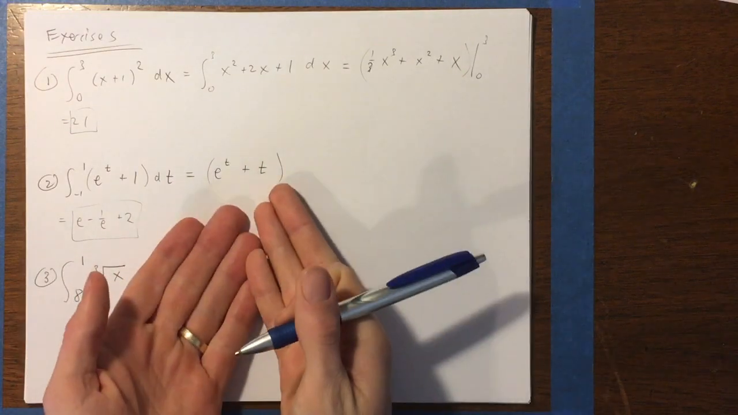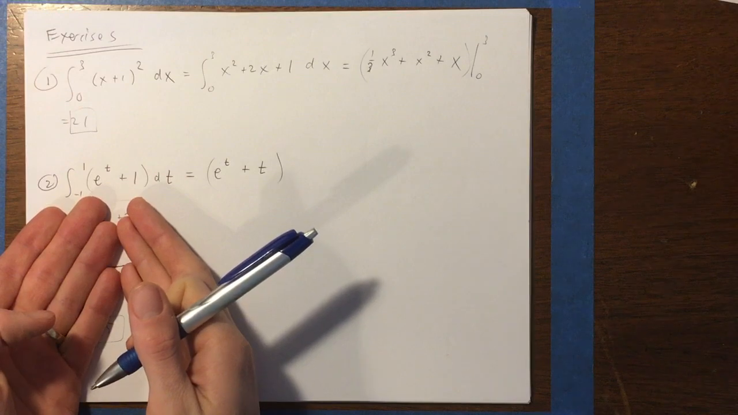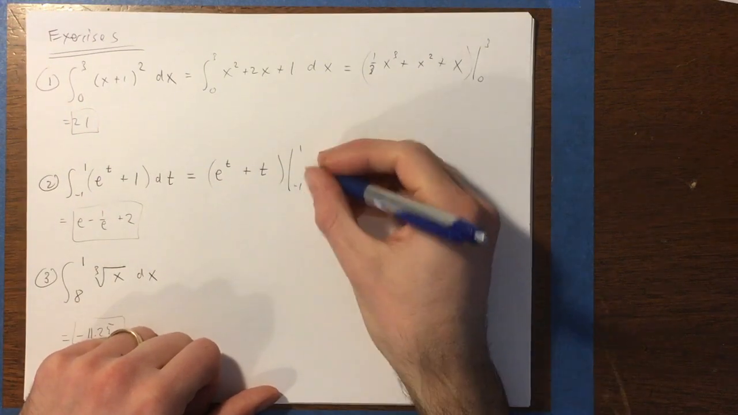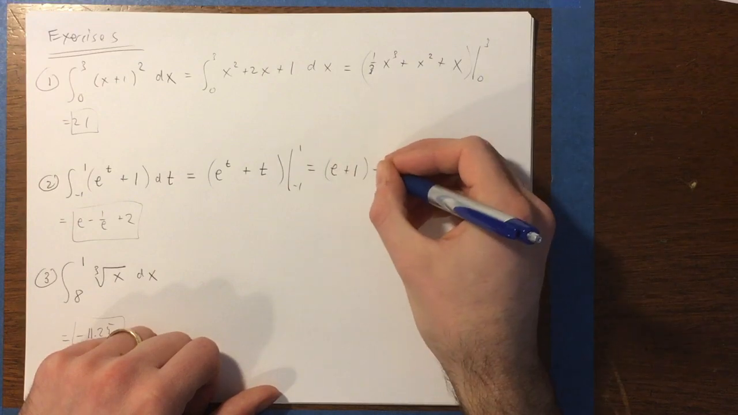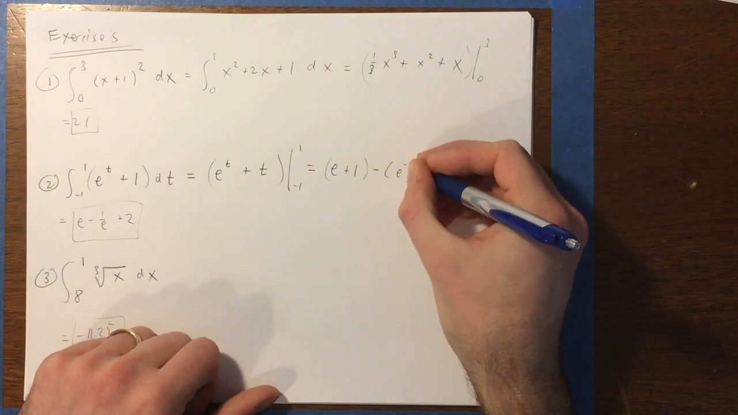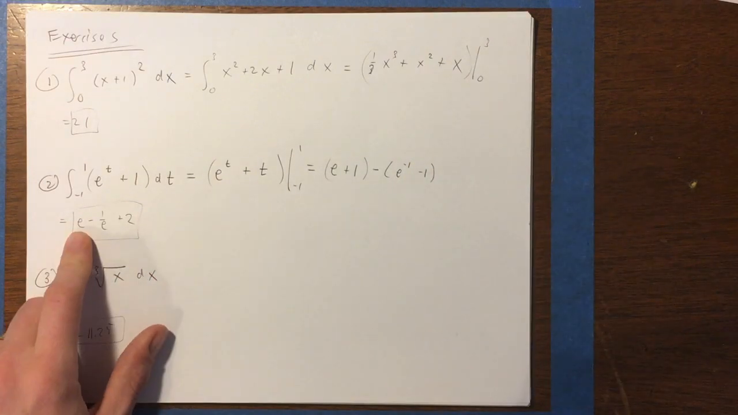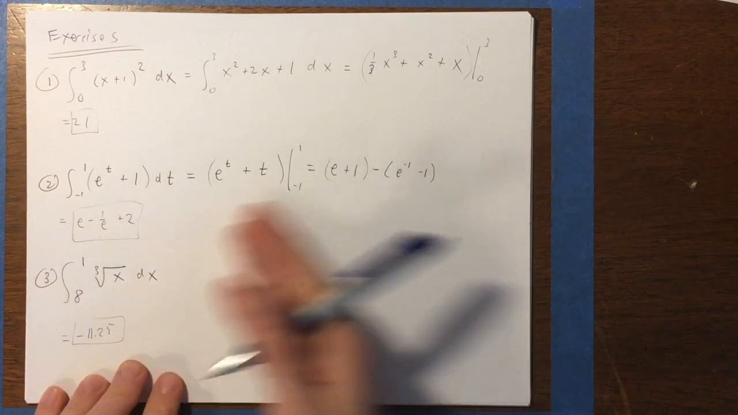You can check. The derivative of e to the t plus t with respect to t is going to be e to the t plus 1. So then we take that and evaluate it at negative 1 and 1, and so we're going to have e plus 1, and then minus e to the negative 1 minus 1, and this all ends up being e minus 1 over e plus 2 when we're done. So that's how you can do that one.